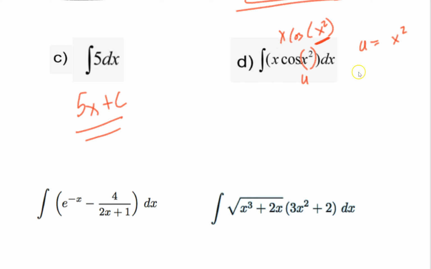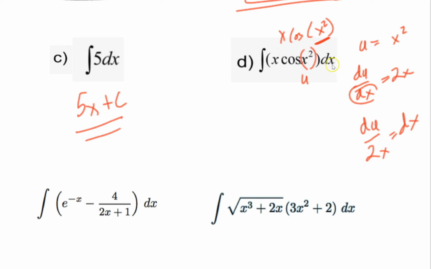We're going to take the derivative of both sides. du over dx equals 2x, right? That's the wrong variable. We want to get dx by itself. So multiply both sides by dx, divide by 2x. Right, just doing some algebra. Now I can plug this all in.